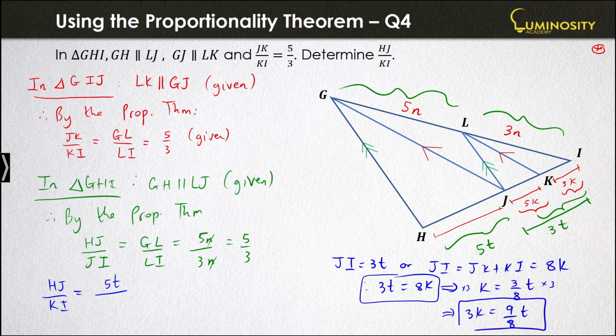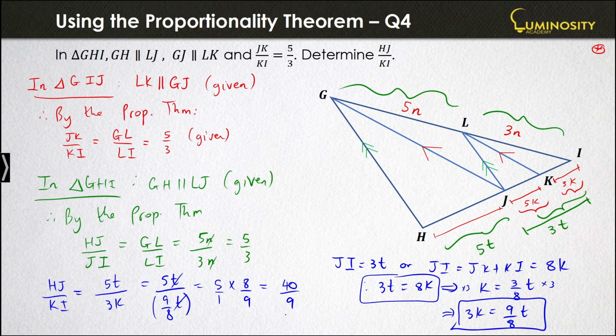So look at that relationship now. We know that this equation here, HJ, 5t over KI, 3k, I can rewrite as 5t divided by 3k, which is 9/8t. So the t's will divide, and when you divide by a fraction, you multiply by the reciprocal, 8/9. So that's 5 over 1 times 8 over 9. 5 times 8 is 40, divided by 9 times 1 is 9. So therefore the ratio HJ to KI is in the ratio of 40 is to 9.